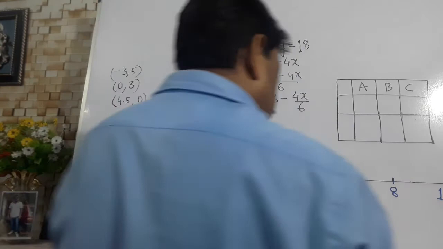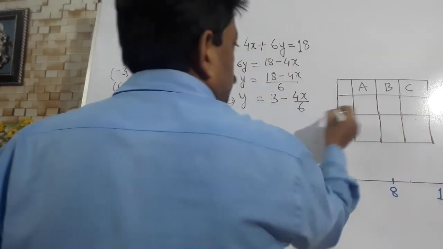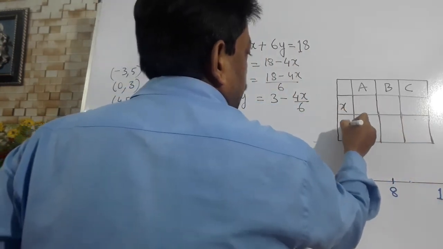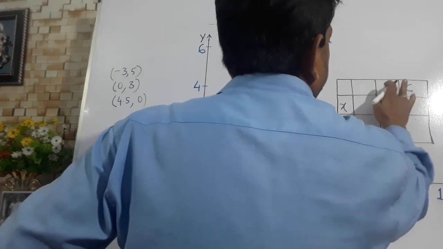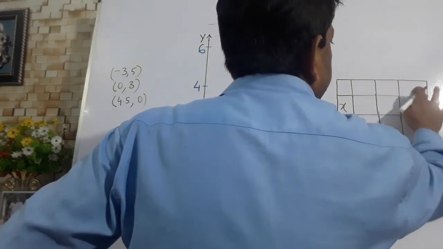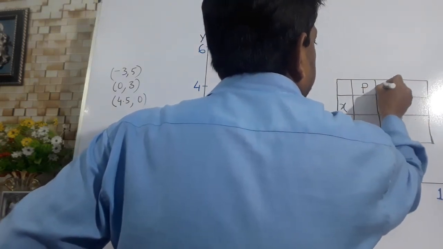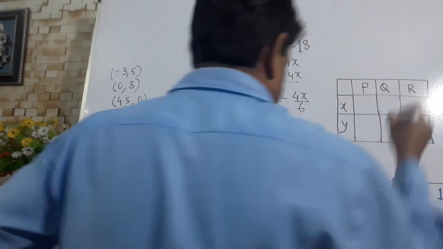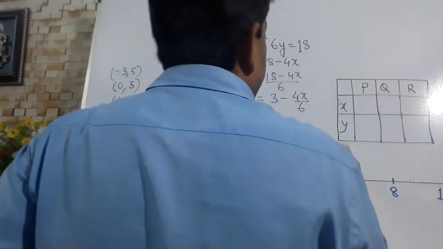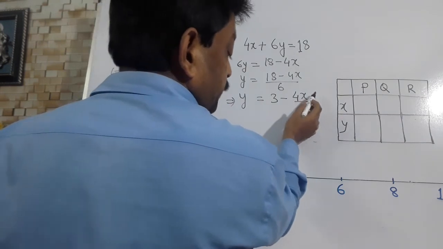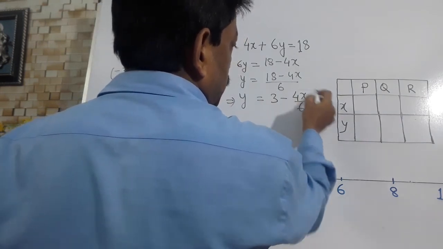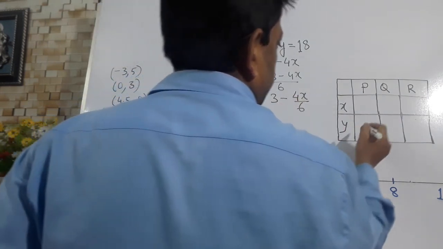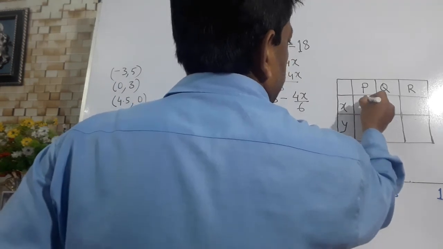Therefore, again let me plot these points on the graph paper. So this time the points will be different. Previously I have taken ABC, let me take PQR. So if x is 0 here, then the whole thing will become 0. 3 minus 0 is 3, y will be 3. So if x is 0, y is 3.